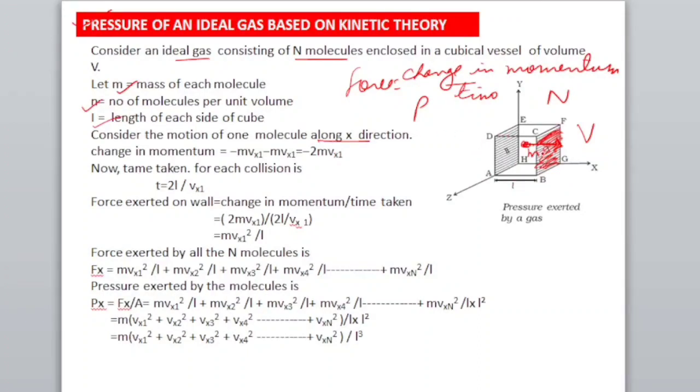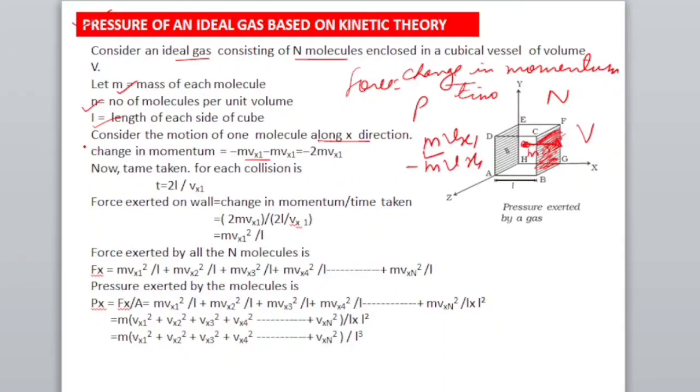What is the momentum of this molecule moving along the x direction? Let Vx1 be the velocity of this molecule. So mass times velocity along the x direction for the first molecule is m Vx1, the initial momentum. When it collides with the wall of the container, it bounces back and there is a change in direction, so the final momentum is minus m Vx1.